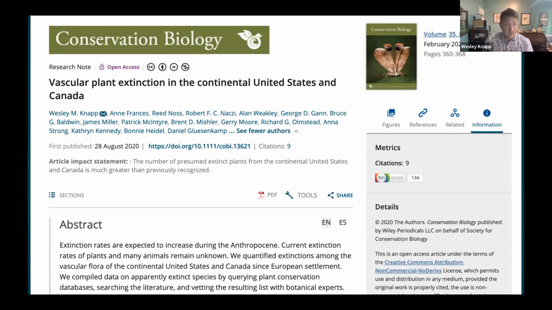You can get it freely. And I got an email from Wiley recently saying this is in their top 10 downloaded articles of all their journals this year. So there is interest in plant conservation, no matter what people tell you.